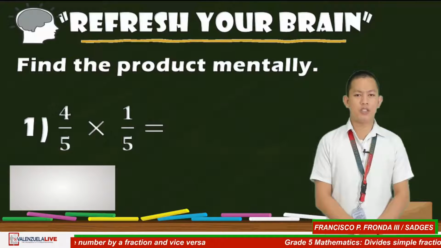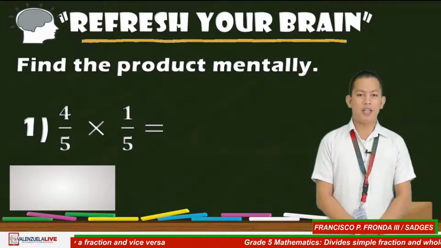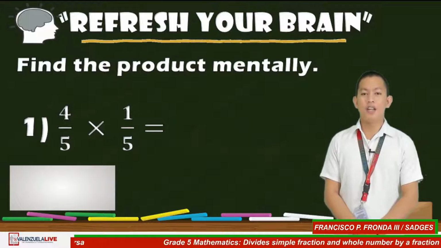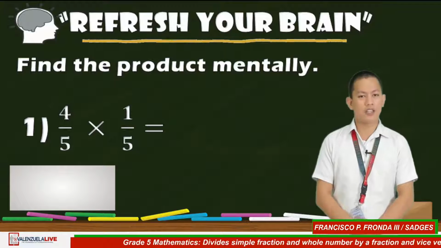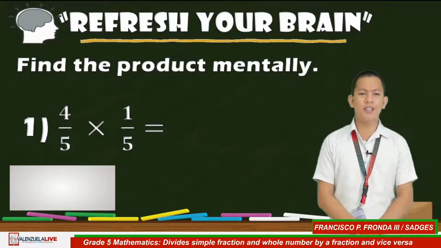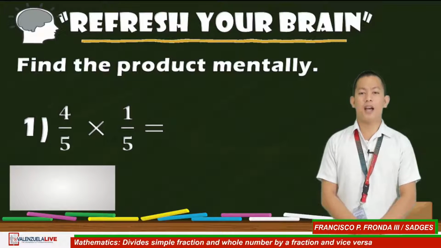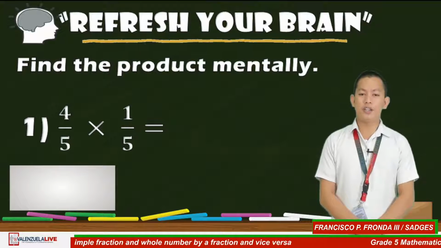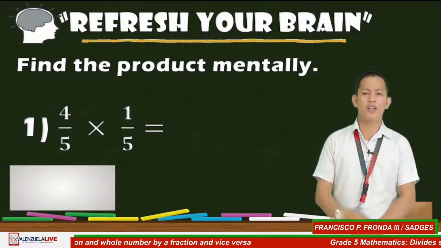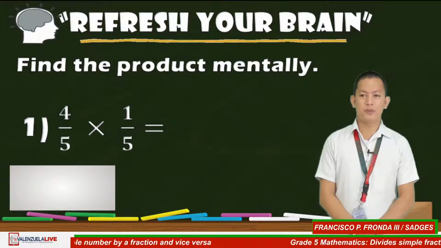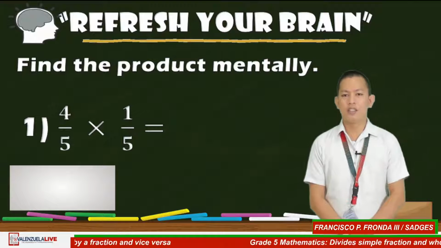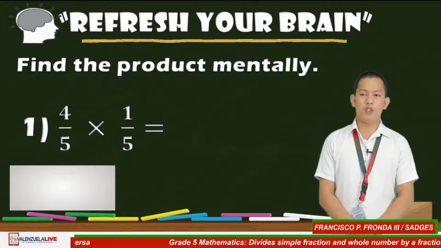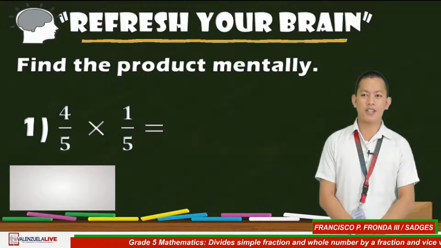But before we proceed to our topic for this day, let's have our first activity this morning. This is entitled Refresh Your Brain. The direction is, you're going to find the product mentally as fast as you can. You have 10 seconds to do this, and if you are done, you just type in your answer in the comment box below. For number 1, 4 multiplied by 1. You have 10 seconds. Your timer starts now.